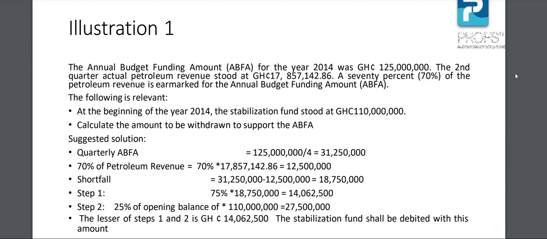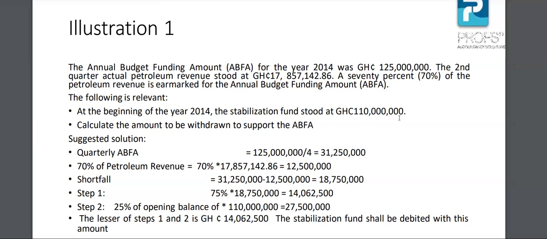We know that for us to be able to know whether we even need to withdraw, these are some of the issues. The fact that you are asked to calculate the amount to be withdrawn doesn't necessarily mean that indeed there will need to be an amount that has to be drawn. You need to actually check if there needs to be a withdrawal. Okay, for us to check, we need to take a look at 75% of the shortfall or 25% of the opening balance on the stabilization fund. So we already have the opening balance, which is okay. Now let's take a look at whether there's a shortfall or not.